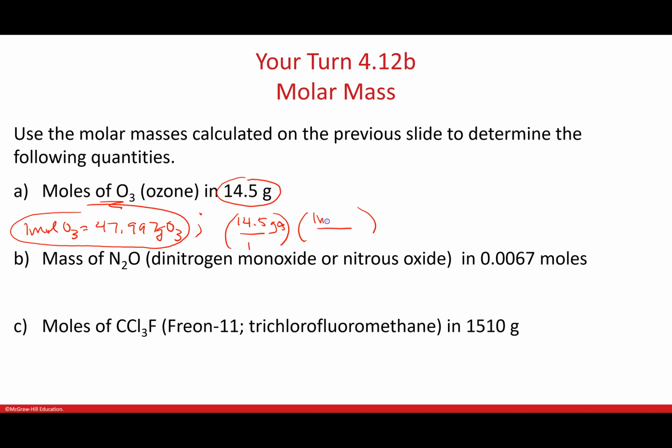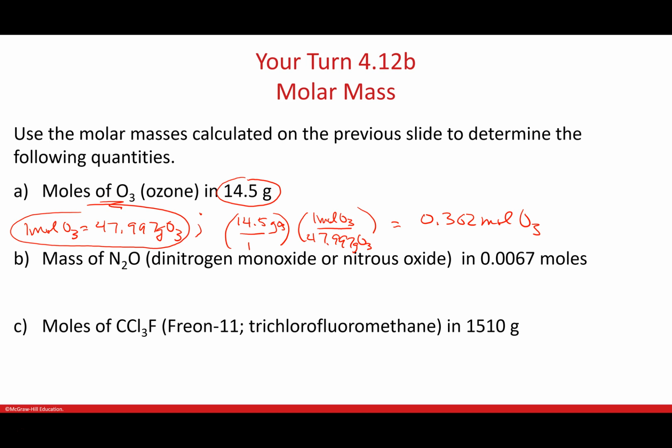1 mole O3 up the top, and then the 47.997 grams of O3 in the bottom. Now I've gone ahead and you can tap it in too. When I tapped it in and rounded it to only 3 digits, I got 0.302 moles of O3. So you divide that. You divide that, exactly. Yeah.